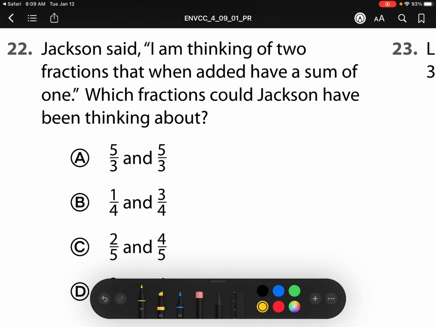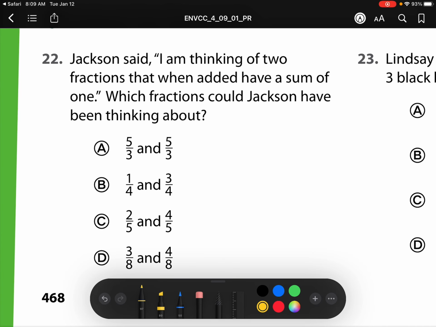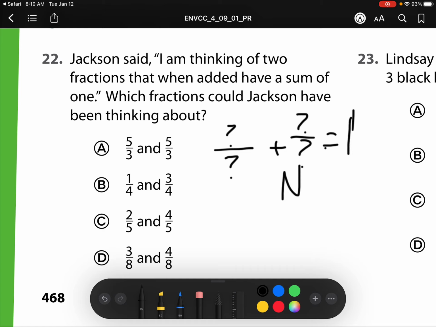Now, for our last ones, Jackson said, I'm thinking of 2 fractions that when added have a sum of 1. What 2 fractions could he be thinking of? So we're adding a mystery fraction plus a mystery fraction, and it's going to equal 1. So remember, when it equals 1, what do we know? Well, we know the numerator has to be the same as the denominator. They have to be the same numbers.